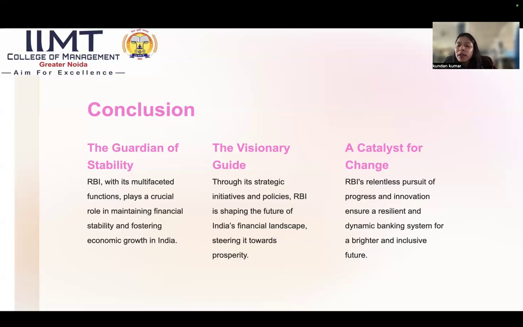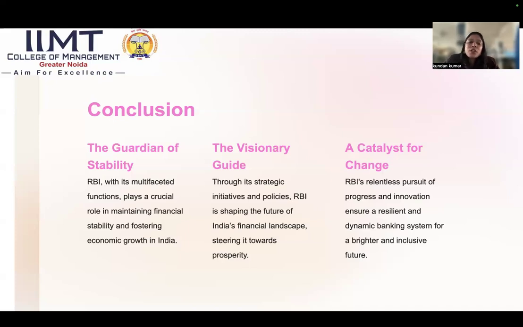An individual aiming to become the governor of the Reserve Bank of India must fulfill the following criteria. The first one, she must be a graduate of a recognized university. Second one is she must be 35 years of age. Third, she should not be a member of parliament or state legislature.